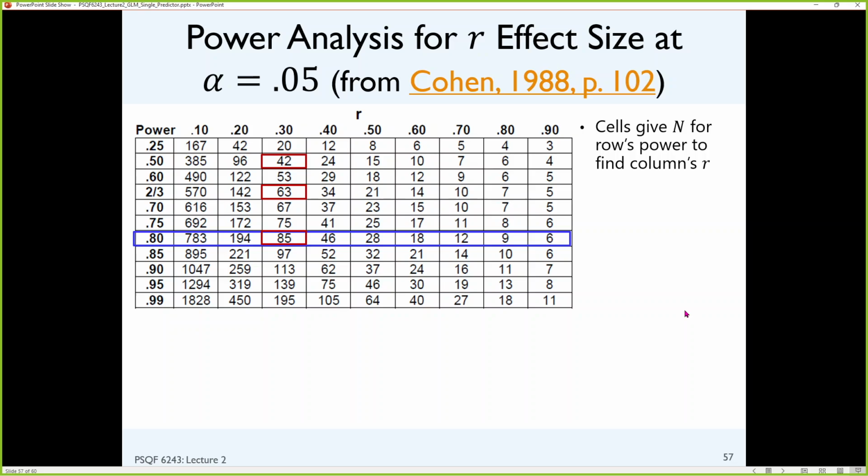So where you would use this in practice is, okay, I'm planning my dissertation. How many people do I need? Well, previous research in this area has indicated correlations around, say, 0.4. So to get 80% power, I need at least 46 people. That's called a power analysis. Lots of problems with that.